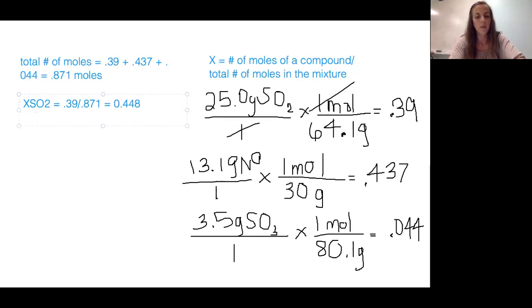So we found the mole fraction for that one. The next one, let's do the mole fraction for NO. That's going to equal the number of moles of NO, which was 0.437, divided by my total number of moles, 0.871. That's going to give me 0.502. Lastly, let's find the mole fraction for SO3. We're going to do the number of moles of SO3 divided by the total number of moles. And if you put that in your calculator, you will get 0.051.